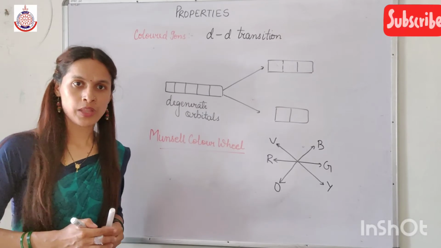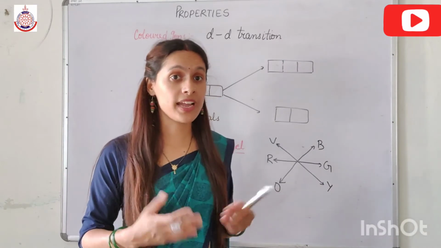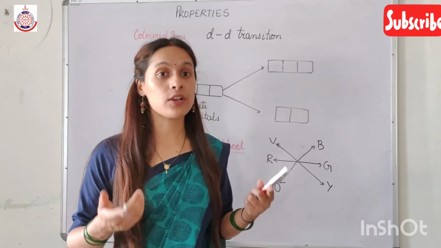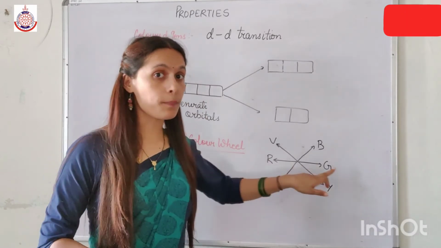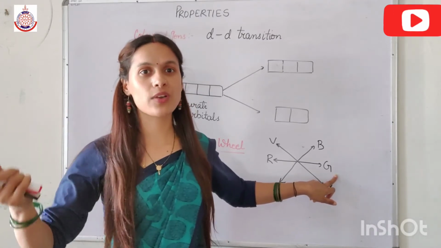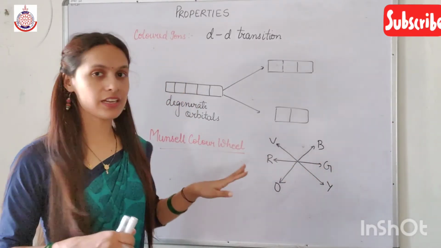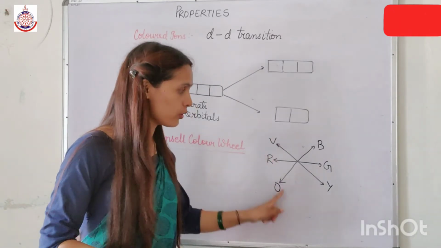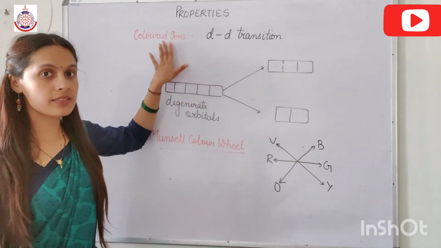Now, why the copper ions are blue in color? Why the copper ions and the compounds of copper ions are blue in color? Because they absorb red color wavelength. And the complementary color is greenish blue. That's why they appear greenish blue or blue. So this is the Munsell color wheel, and you can learn the Munsell color wheel by two words: vero busy. Clear?